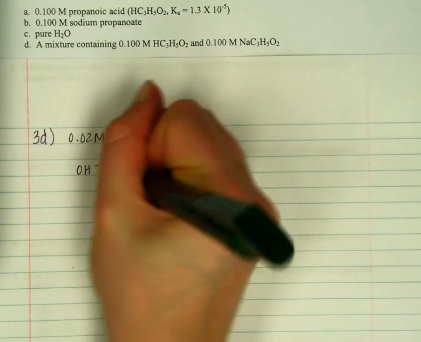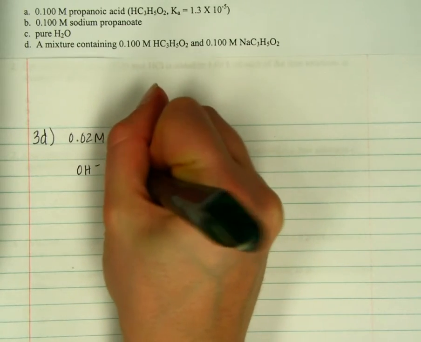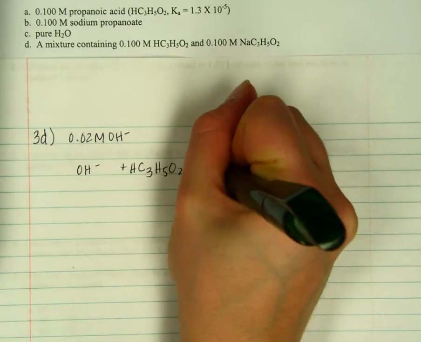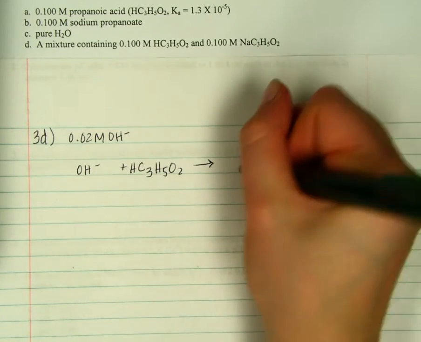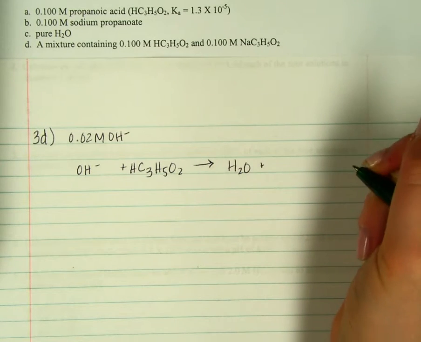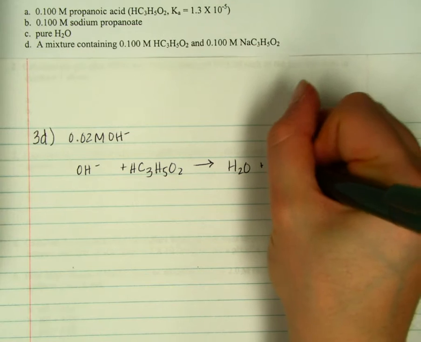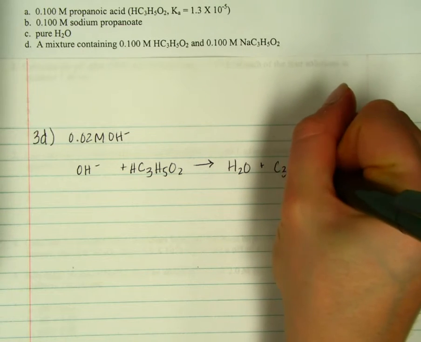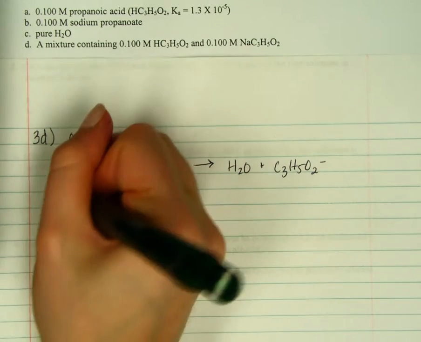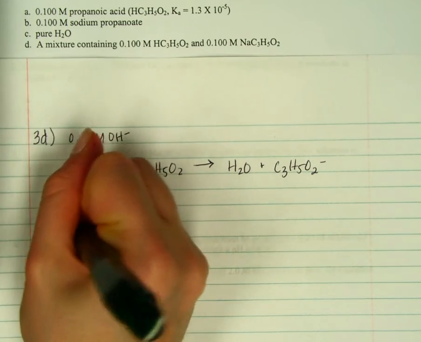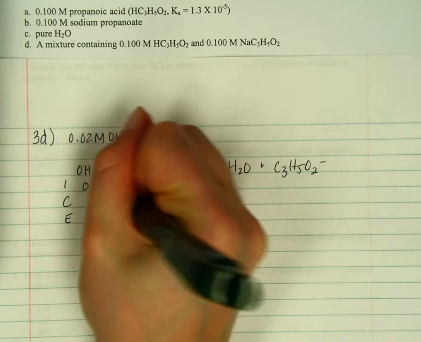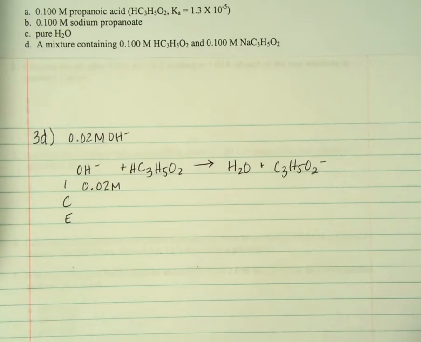So OH minus plus the acid part HC3H5O2 is going to react, just the arrow to the right, and give me H2O because it's an acid-base reaction, so it's going to be neutral, and then C3H5O2 minus, propanoate ion. So I have an initial, change, and end result. So I'm going to start initially with 0.02 molar OH minus.